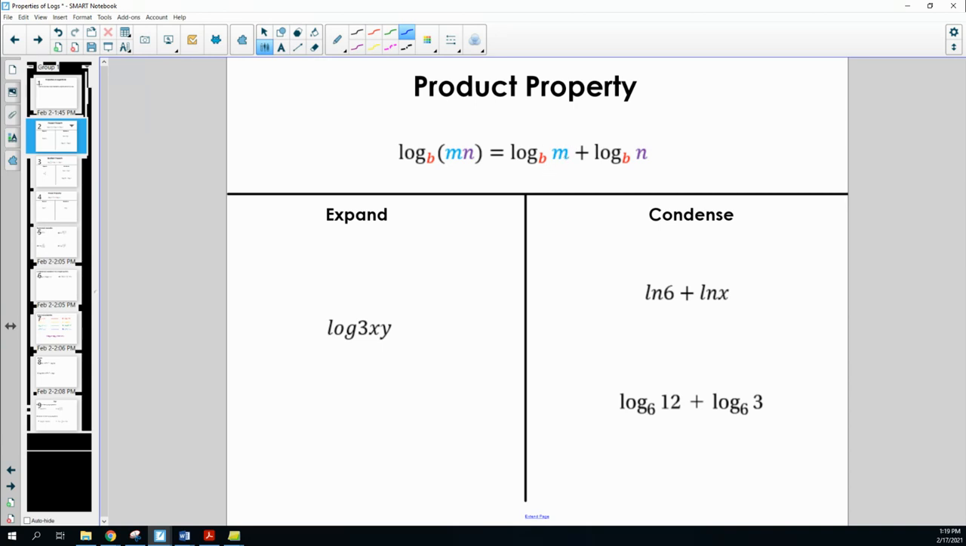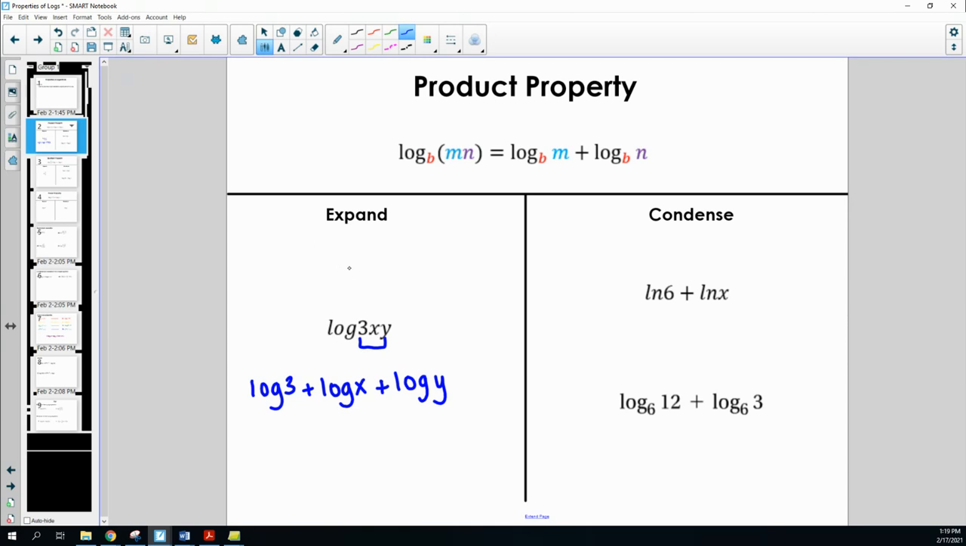So first, we're just going to focus on expanding. Let's look at an example here. We have log of 3xy. The 3xy are all combined together through multiplication, so I can break this up into addition. I'm going to write it as log of the first number, which is 3, plus log of x plus log of y. Since there are three things being multiplied together, I'm going to have three separate logs.